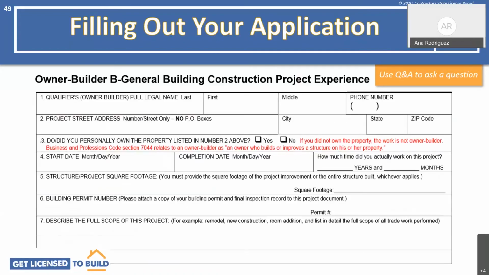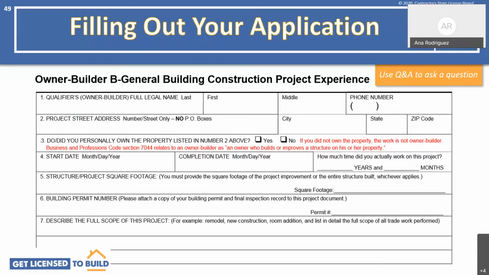The next form we're going to be discussing is the Owner Builder B General Building Construction Project Experience form. This form only needs to be completed if you are applying for a B General Construction license and you want to receive experience credit for working on projects on your own property. A separate form is required for each project on your property, and the experience must be verified through building permit, final inspections, and other documentation.